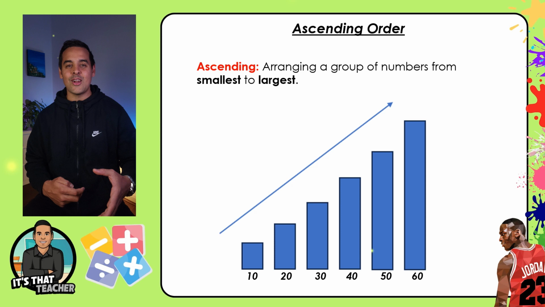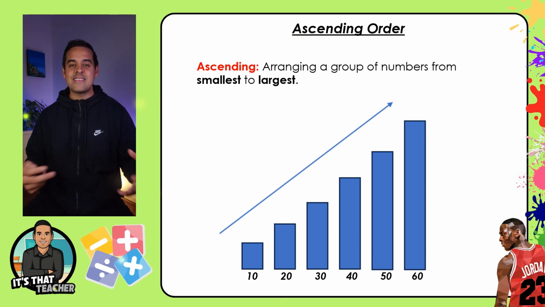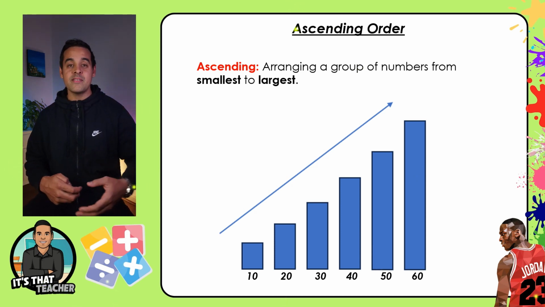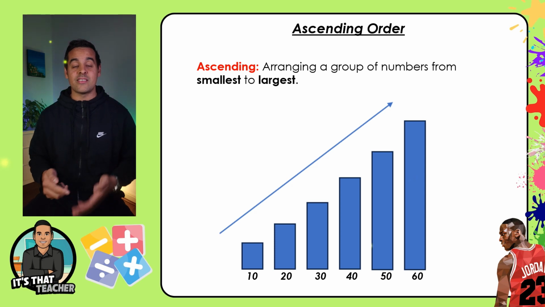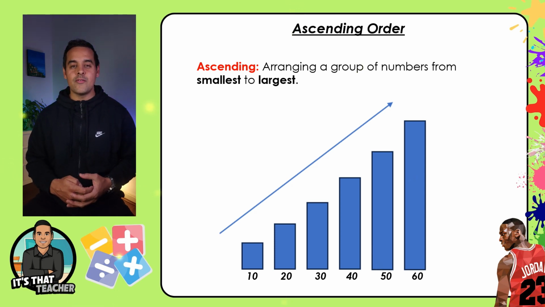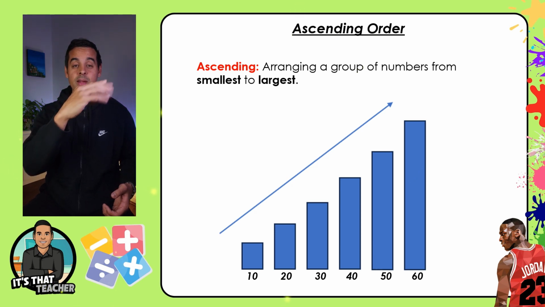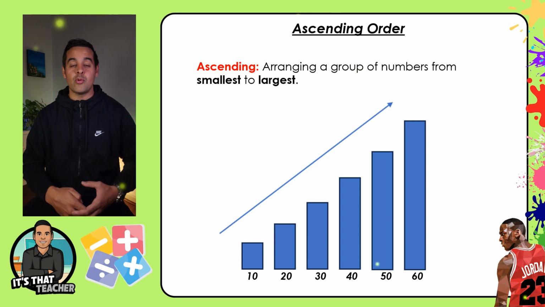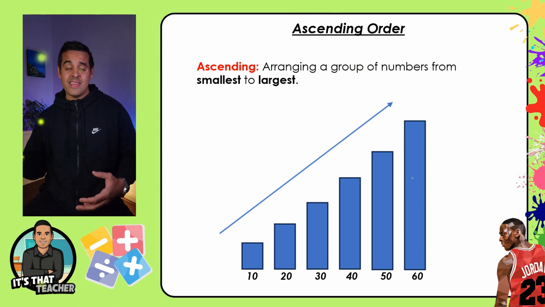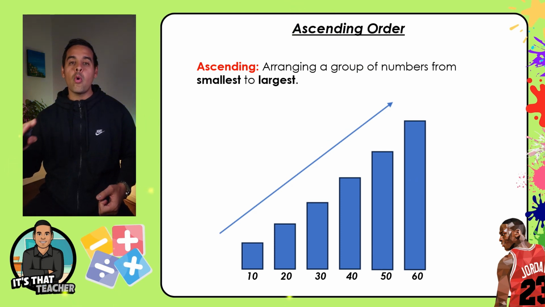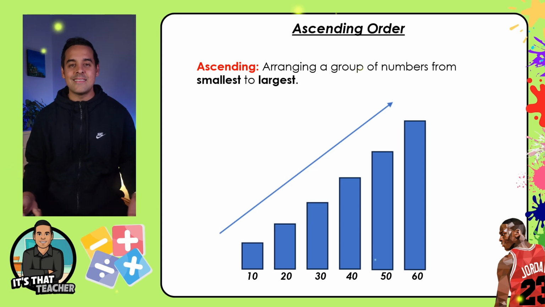We're going to begin our lesson on ascending order. Now, ascending order is arranging a group of numbers from the smallest to the largest. As you can see by the graph in front of you, we start with the number 10, the smallest number, and work our way up in this trajectory to the number 60, which would be the largest number. So from 10, the smallest number, all the way up to 60, the largest number.